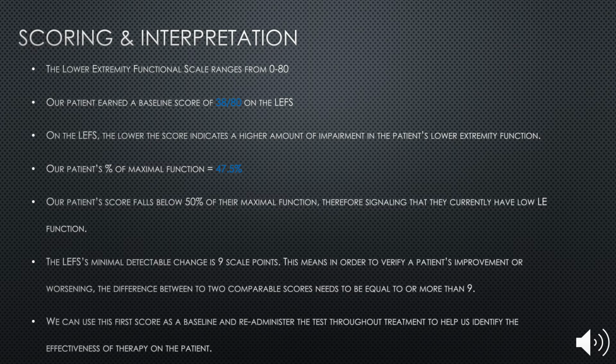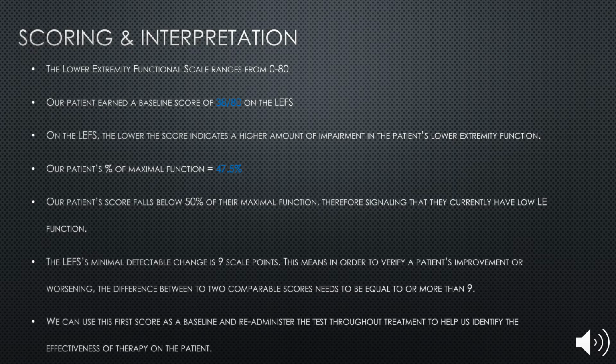The Lower Extremity Functional Scale ranges from 0 to 80. Ivy's patient earned a baseline score of 38 out of 80. With this test, the lower you score, the greater the impact your condition is having on your ability to function properly. According to the LEFS, Ivy's patient only has 47.5% of their maximal function, which means the results are telling us that this patient's lower extremities aren't currently functioning that well.